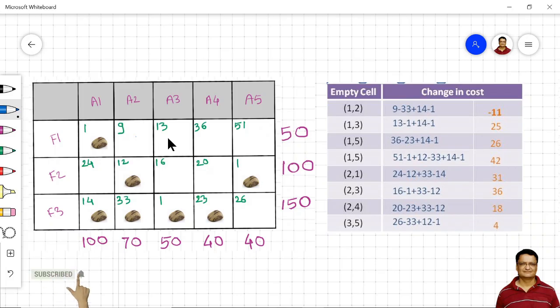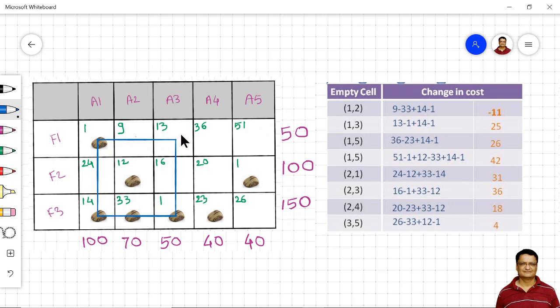Now it's time to make the loop for the second empty cell. So I will start from this empty cell and I will stop at this corner stone. Again I will change the direction. I will stop at this cornerstone. Again I will change the direction. I will stop at this cornerstone, and here the loop is completed.